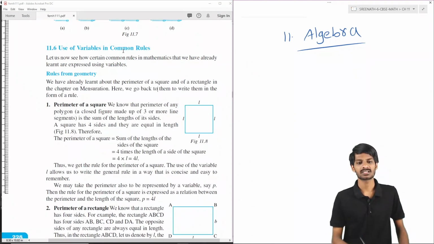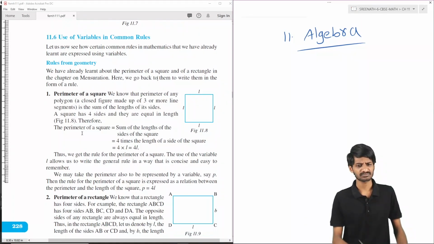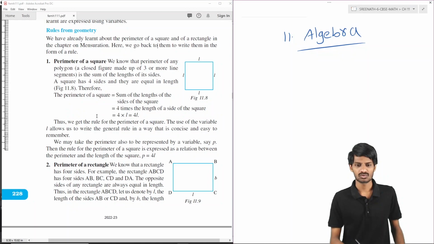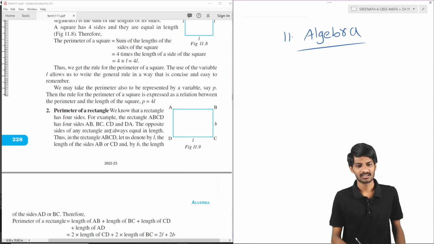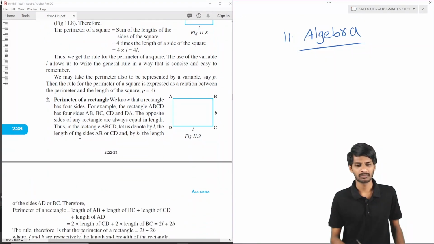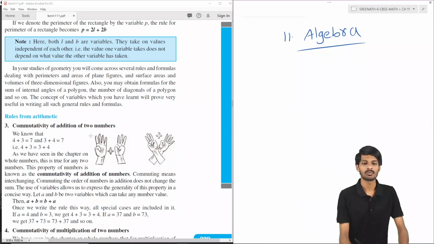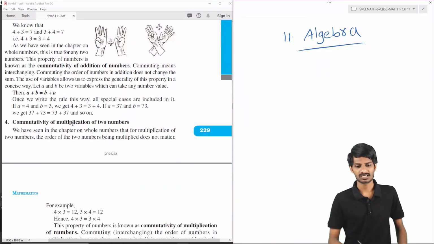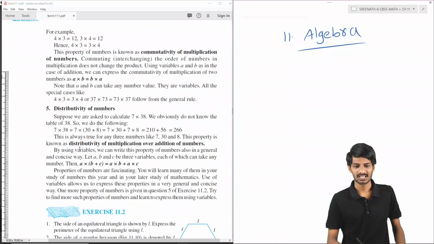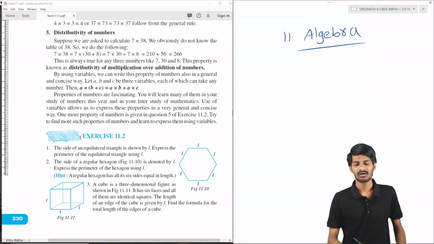Use of variables in common rules. How we use the variables in our common rules, like rules from geometry. In those rules, how we will use the variables, that is for perimeter of a square, perimeter of a rectangle, like that. And rules from arithmetic. In arithmetic also there are some rules: commutativity of addition of two numbers, commutativity of multiplication of two numbers, distributivity of numbers. In those rules, how we use the variables.